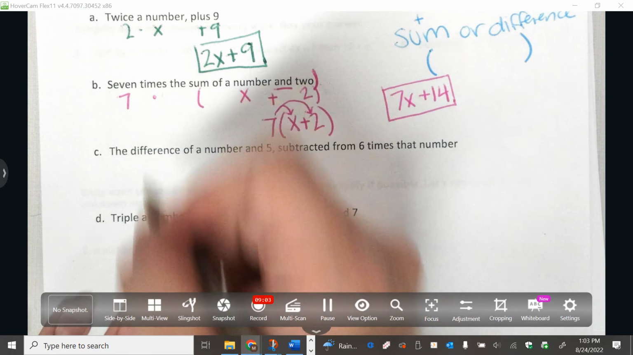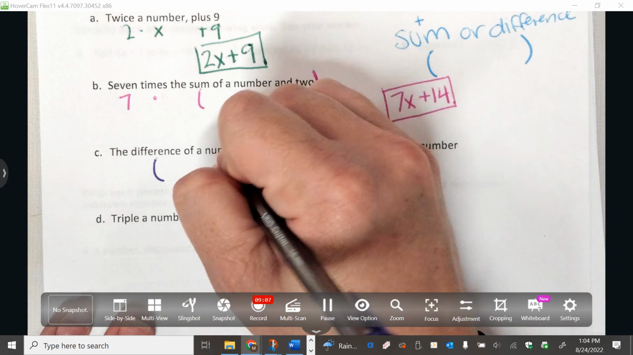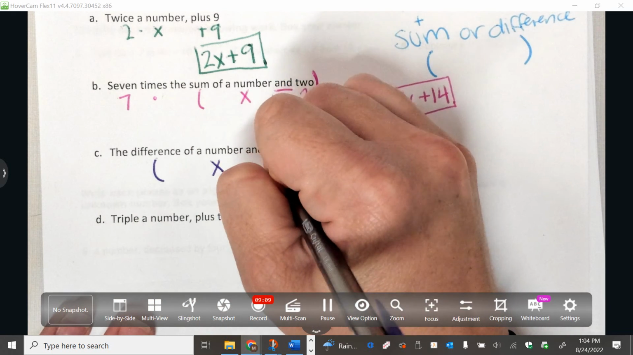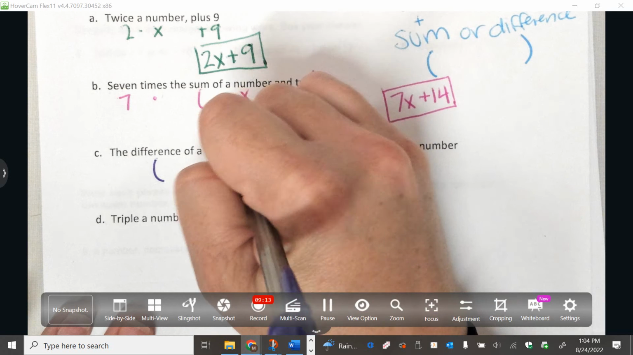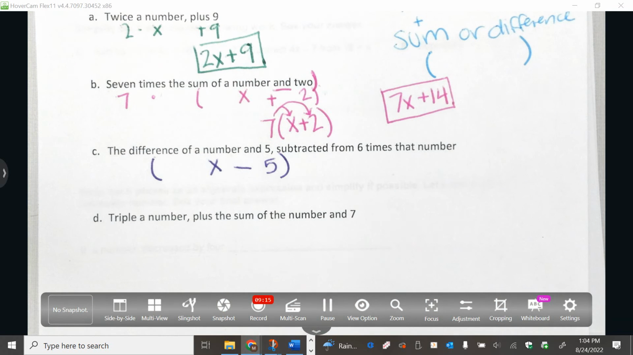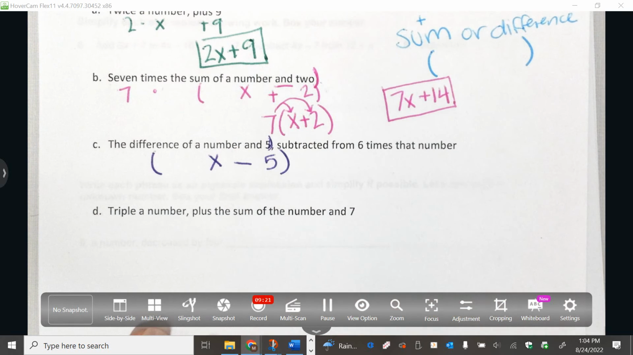Okay, this one says the difference. What does it tell me to do when I see the word difference? Parentheses, a number, and 5. Now, what does difference tell me to put in the middle? Subtraction. So that's that first part. Then it said and 5, so that's how I knew how to close my parentheses there, right?